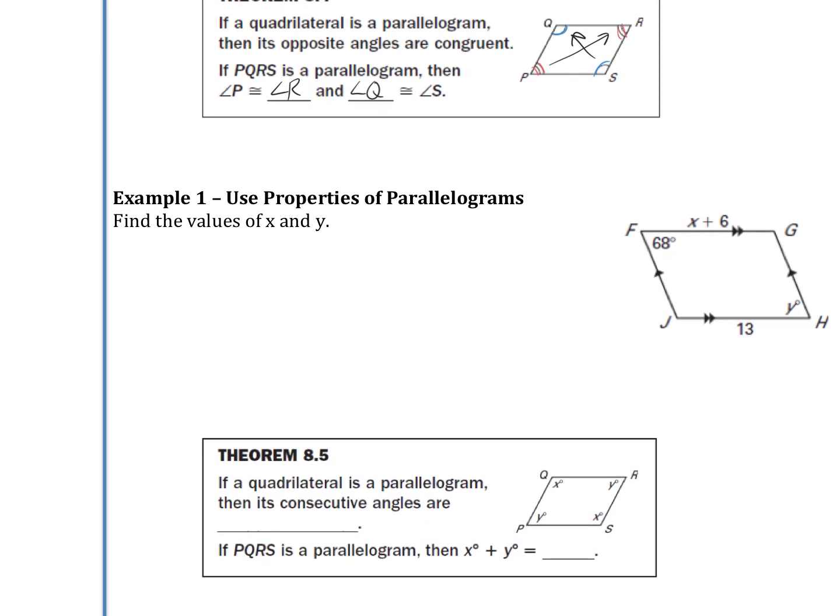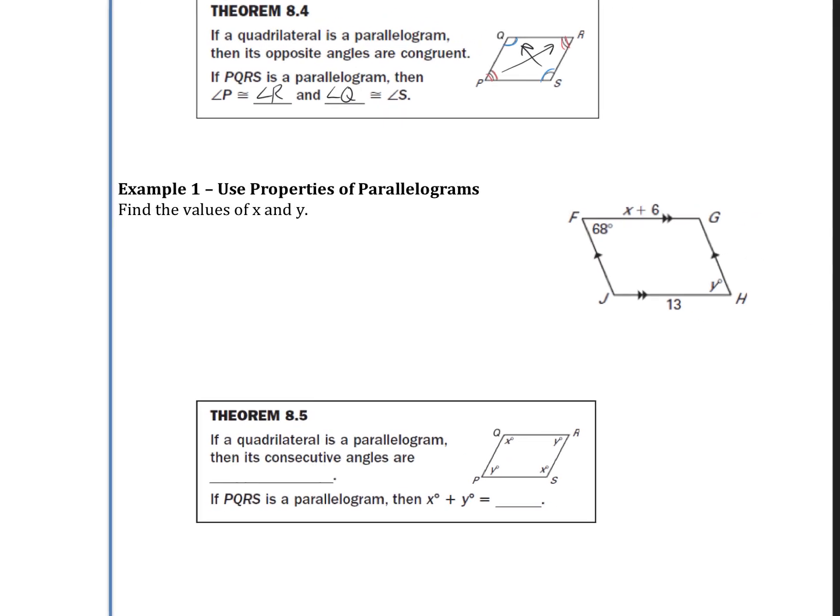Sounds good. Let's do an example here. It says find the values of x and y. So we have this parallelogram over here. Well, let's see here. We have x plus 6 and 13 are the only sides we have. Are those opposite sides going to be congruent, or are they going to be something different? They're going to be congruent. So if they're congruent, we can set them what? Set them equal. So we get x plus 6 equals 13. How do we solve for x now? Subtract 6. We get x equals 7. Ta-da! That's it. And y is even easier.